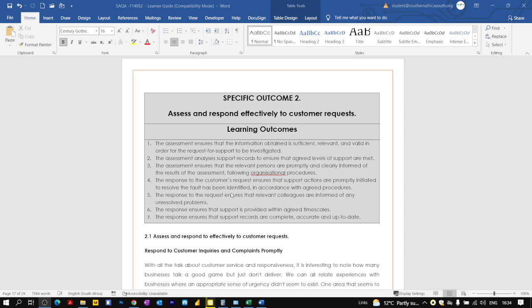And also, this could actually help in the decision making of your company. You can now be able to encourage your bosses to invest more in security, to invest more in certain solutions that will not need cables and so forth, so that you don't end up having to resolve the same problem time and time again. So that's it about how to assess and respond effectively to customer requests.